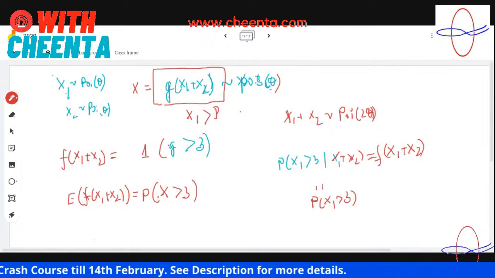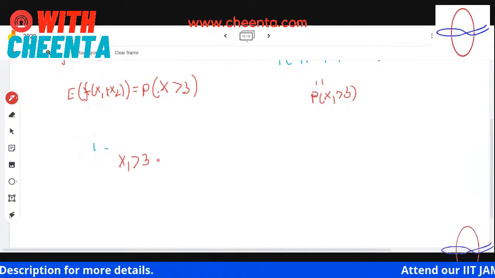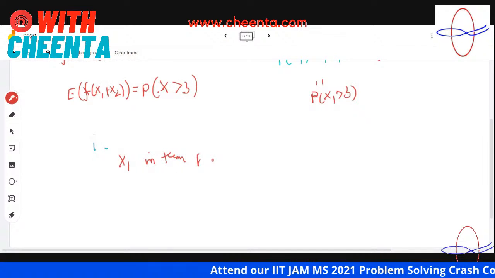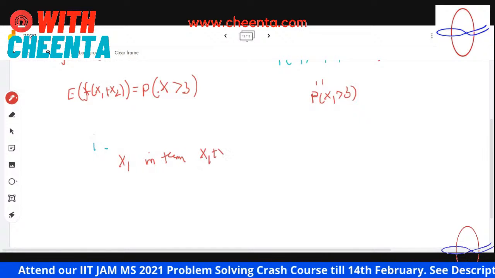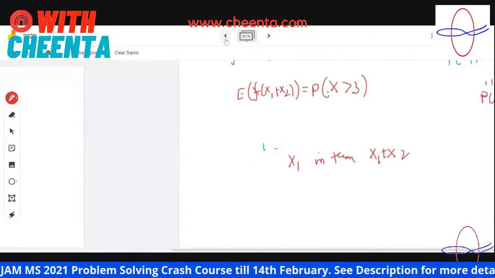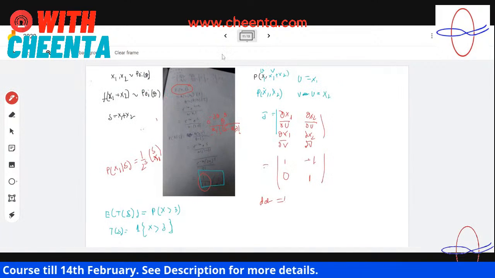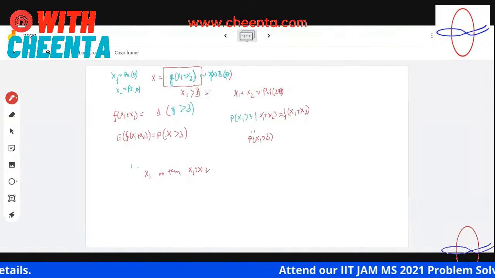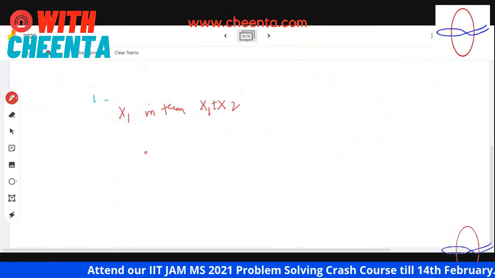So he's trying to find out that x1 greater than 3, rather x1, in terms of g of x1 plus x2. Okay, how do you exactly find that? But you're doing conditional stuff, right? Okay, so x1 in terms of x1 plus x2.